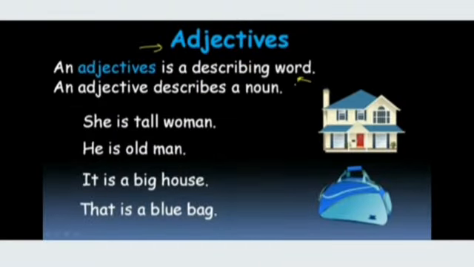So here you can see some examples. An adjective is also called a describing word, because it describes a noun or a pronoun, okay? So here you can see the first one. She is a tall woman. And let me tell you one thing, we put the adjective before the nouns, okay?